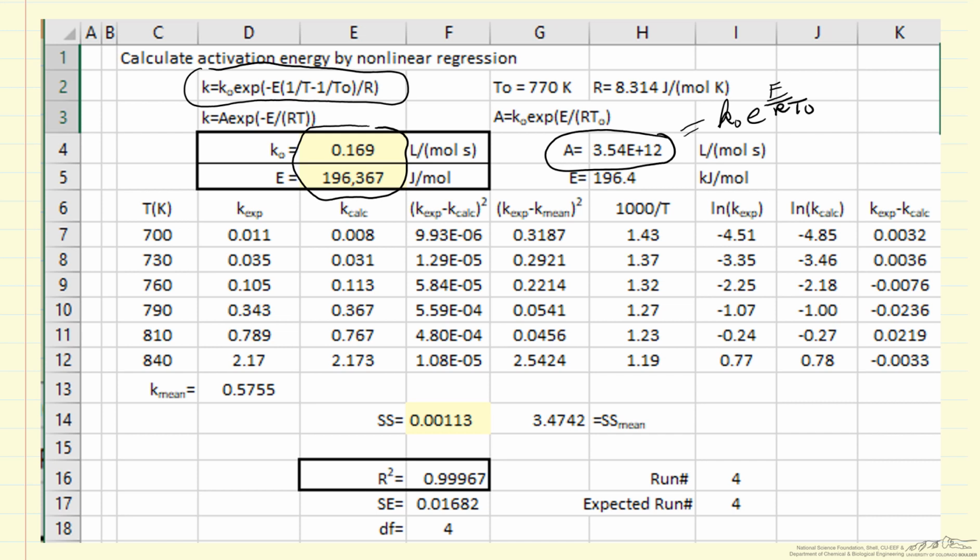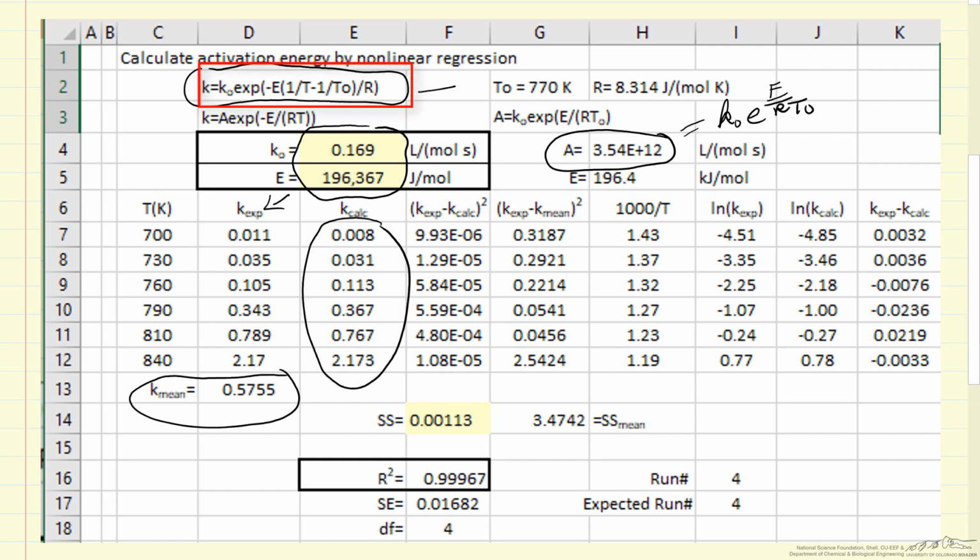If we look at the experimental values here, notice this is just the mean of the values, and we're doing this calculation because we want to calculate the R squared value. Here is the formula, where we've adjusted K and E to minimize the sum of the squares. The sum of the squares is the difference between our experimental value and our calculated value, squared. Here's the sum of the squares. That's what we minimized in Excel.